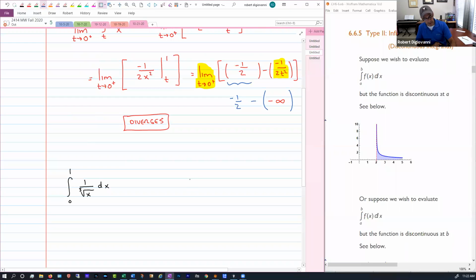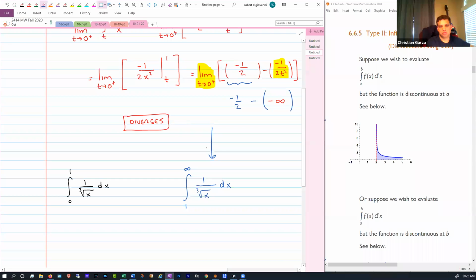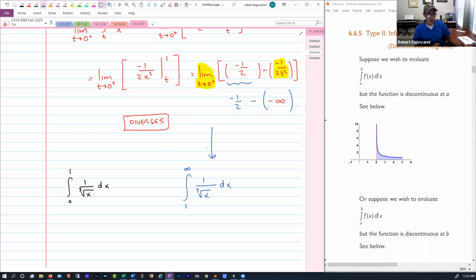Now compare that to this. If we would have done that last class, would that have converged or diverged? Converged? What's the power? Diverged. Now would have diverged, right? Yeah, this is the same as 1 over x to the 1/3, right? And therefore the power is less than 1. And that would have meant that this diverged. That's from last class.